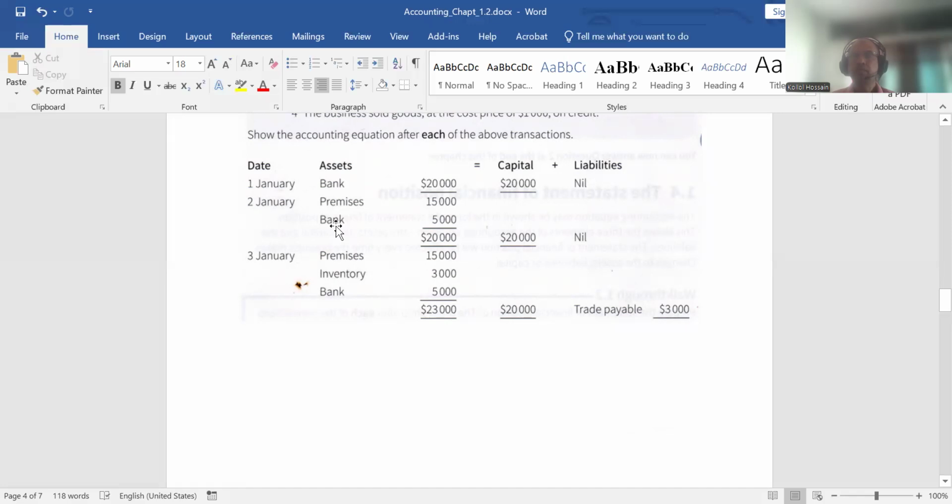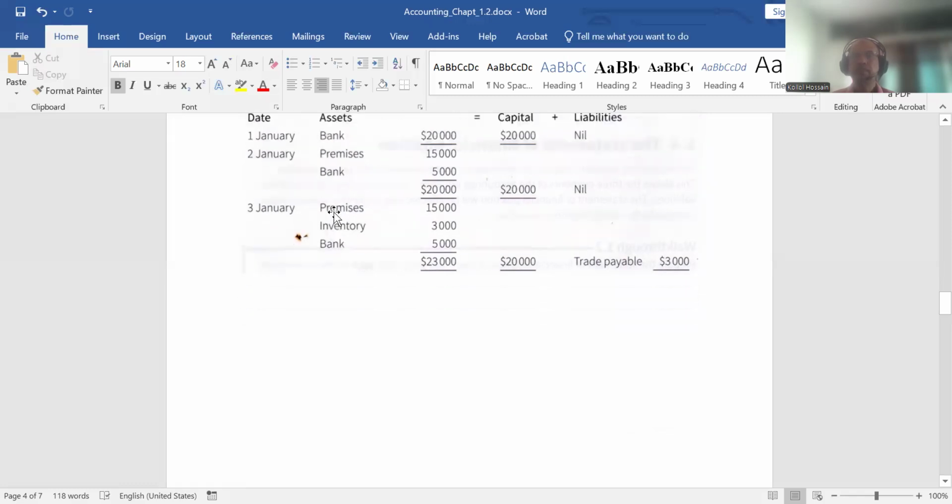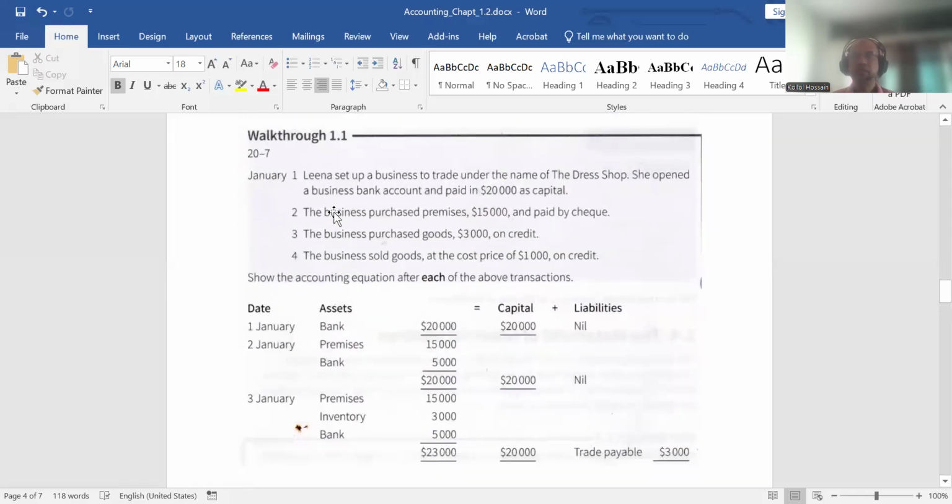This is the balance, 20,000. The right hand side is still untouched: capital 20,000. This January 2 transaction only affects the asset side. One asset decreases and another asset increases. January 3, what is happening here?